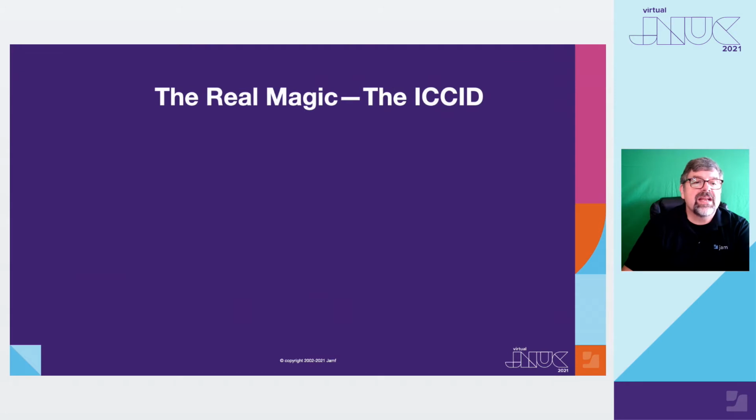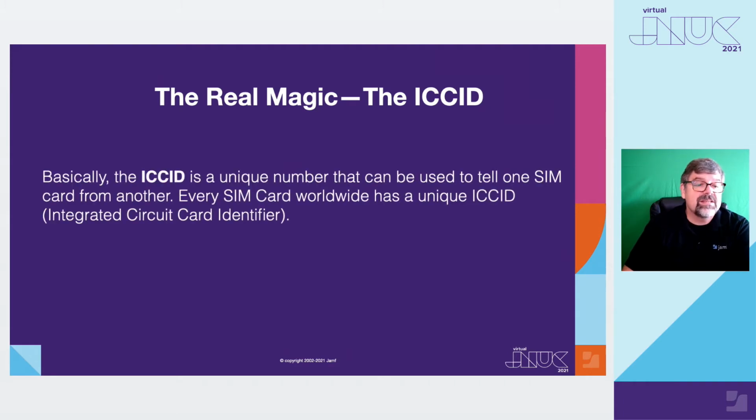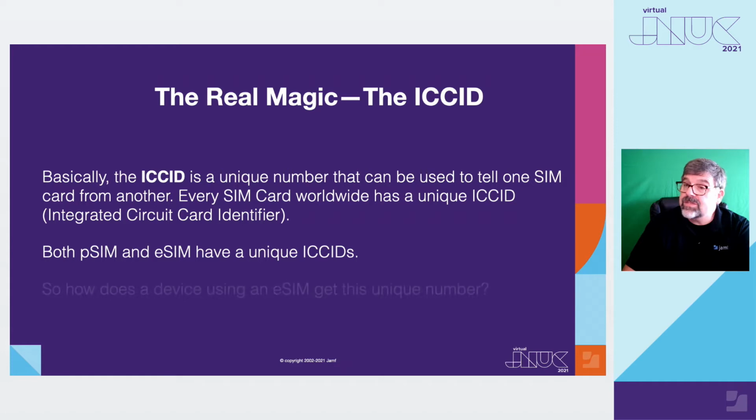Now, the key to understanding eSIMs and SIMs in general, the real magic, is something called an ICCID. What is the ICCID? Basically, it's a unique number that's used to tell one SIM card, whether it's a PSIM or an eSIM, from another. And that ICCID is identified as the Integrated Circuit Card Identifier. Again, both eSIMs and PSIMs have them.